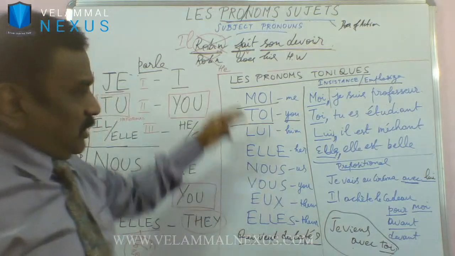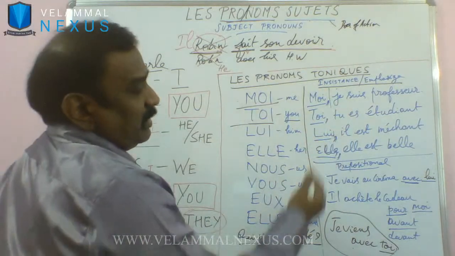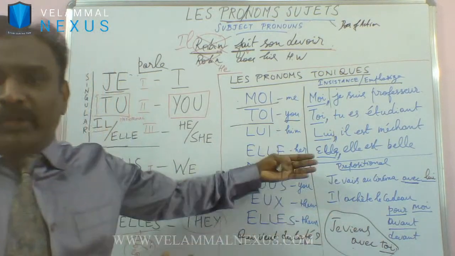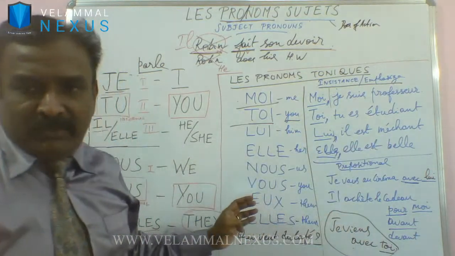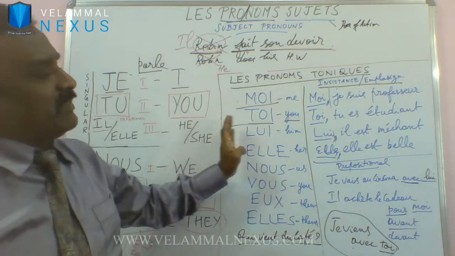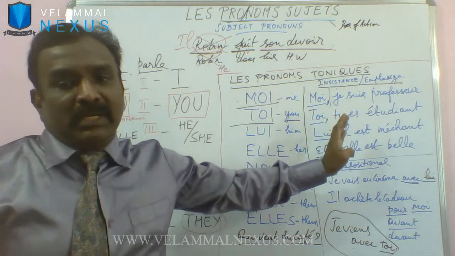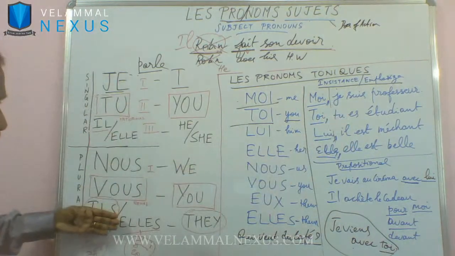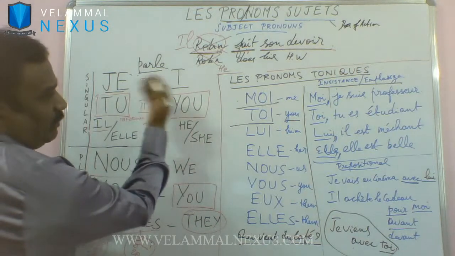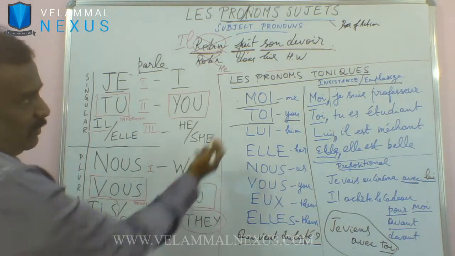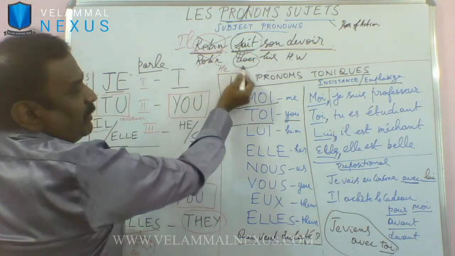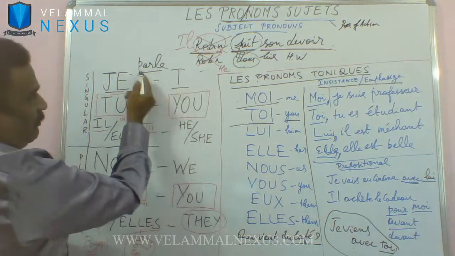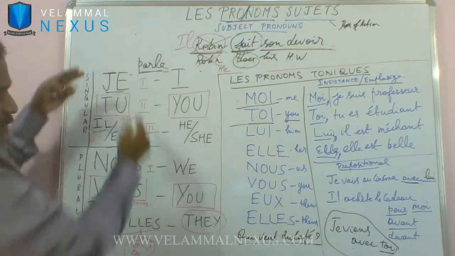This thing can also be used in lots of ways, but I don't want to confuse you. For a beginner's level, it's enough that you know this much. These have certain grammatical usage. These words will be followed by the verb. I said verb, fait, does. It will be before that, so it becomes a subject.